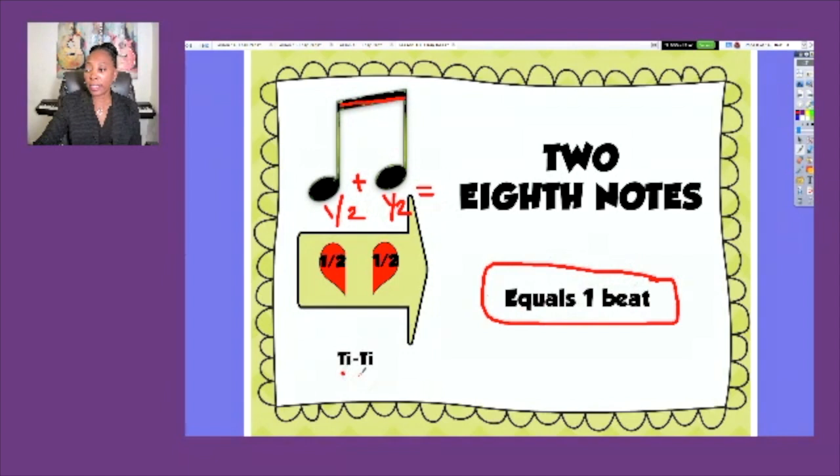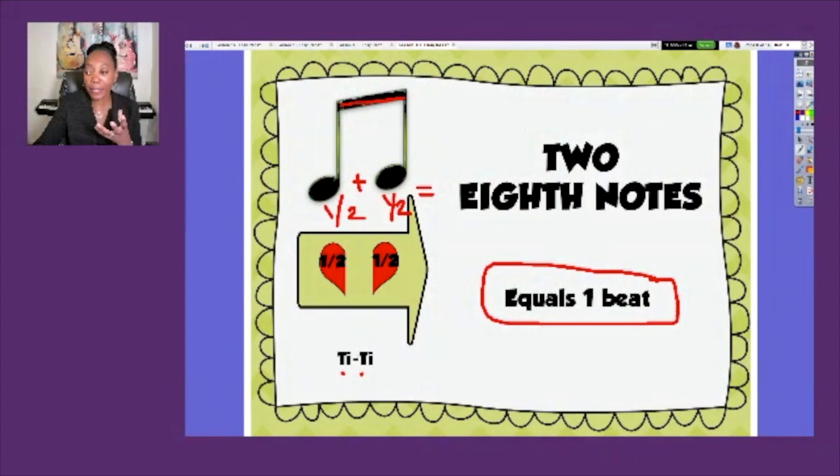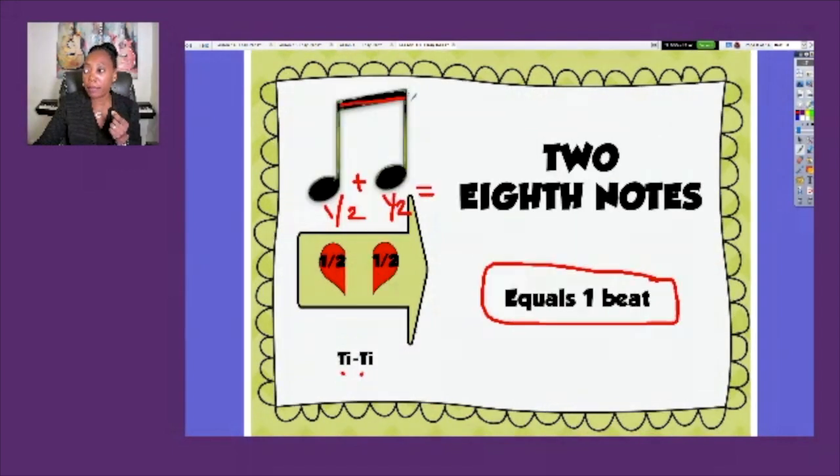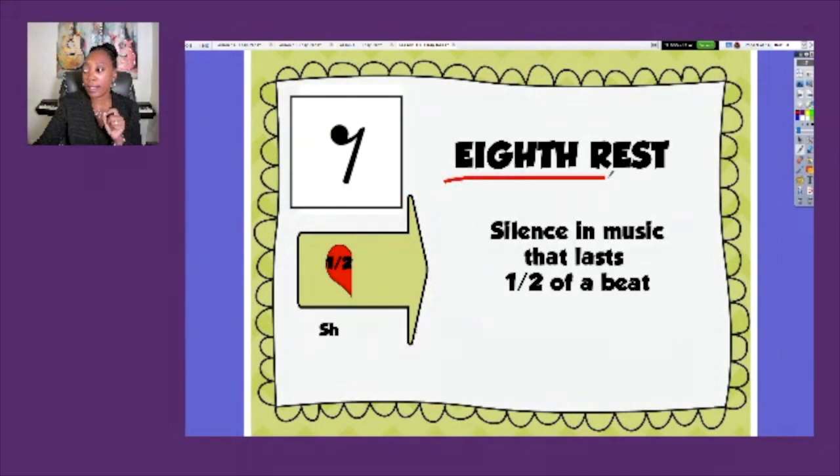And I like to think "T-T", okay? And you can clap your hands with me. Let me hear you try it. T-T. Good work. All right. So those are our eighth notes. Here we have an eighth note just with a flag. That's half of a beat. If we join them by a beam, it's equal to 1 beat because a half and a half equals 1. And we can't forget the eighth rest, which looks like this symbol right here in this box, but it's a silence in music that lasts for half of a beat, okay?